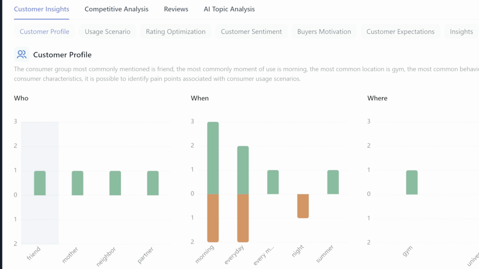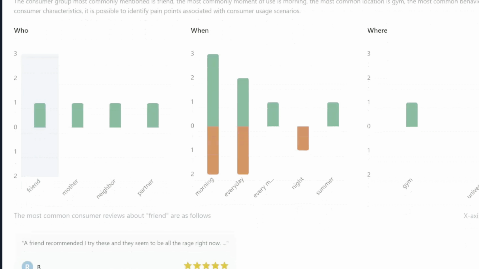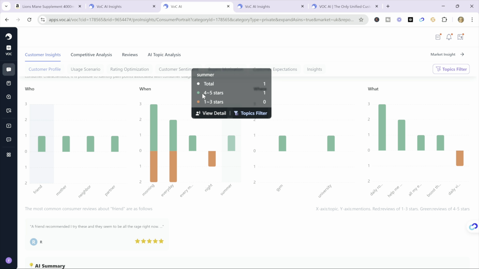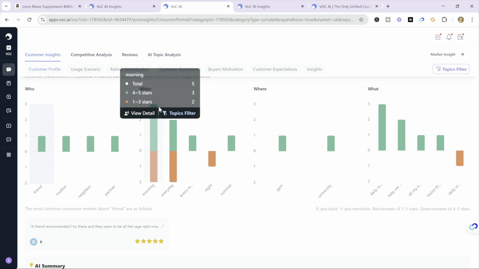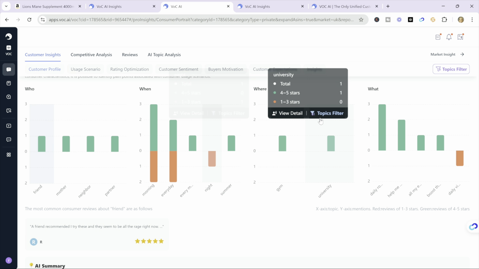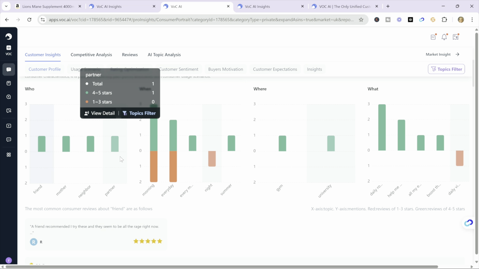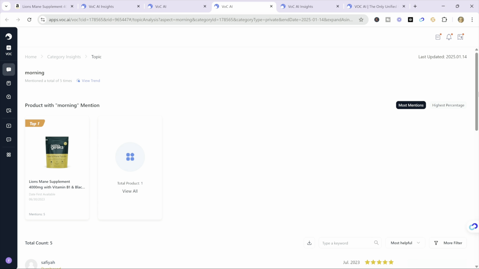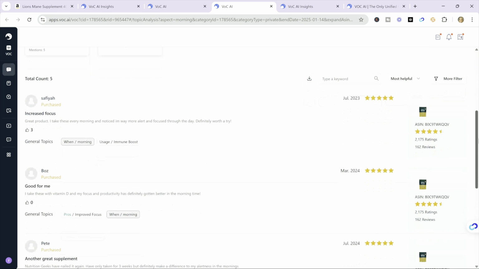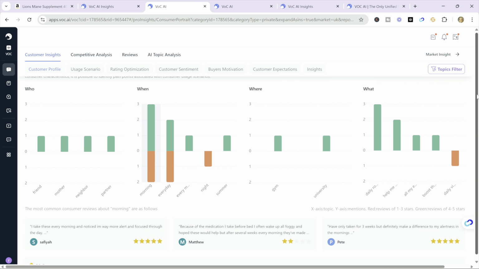So, who are they? A friend, mother, partner, neighbor? When are they using it? It's in the morning, every day. Positive and negative is represented by green and red. So, where are they using it? Gym, university? What are they using it for? What's the motivation there to purchase? So, all of this is represented in here. You can click on view detail and actually read the reviews and find the experience that's mentioned, and it's sorted. And that's just, you know, the customer profile.